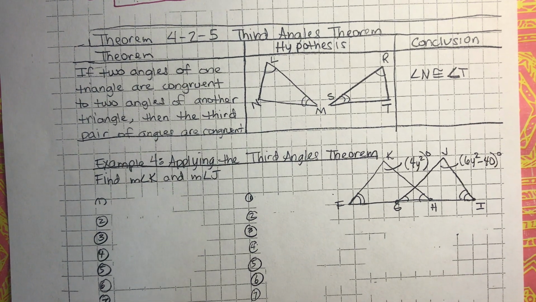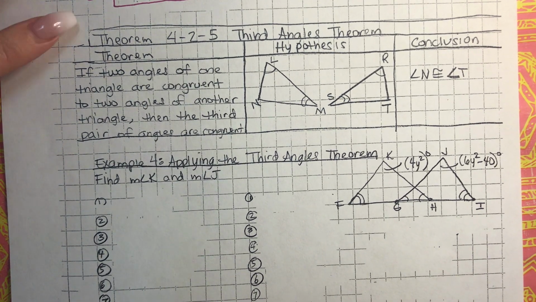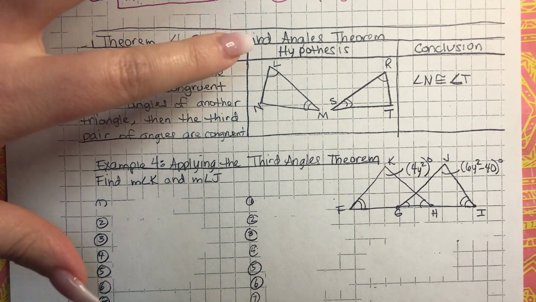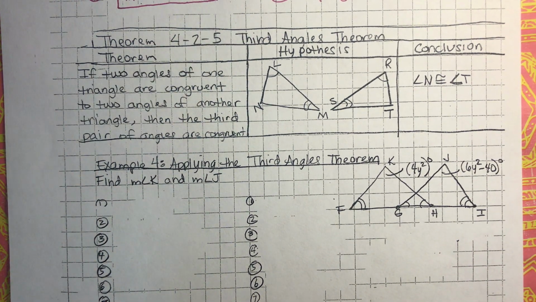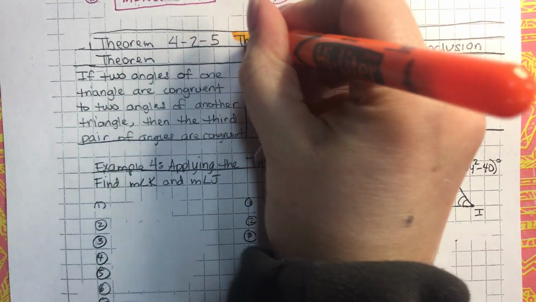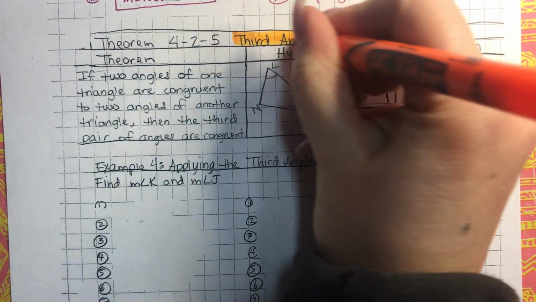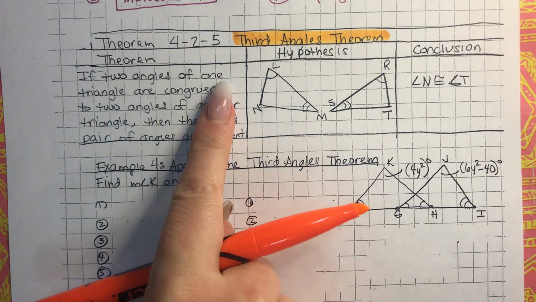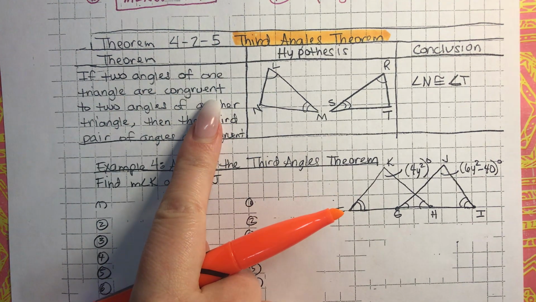All right, let's talk about example 4. So the last theorem in this section is one of my favorites. It's called the third angles theorem. This one's so fun. Okay, so what this one says is if two angles of one triangle are congruent.